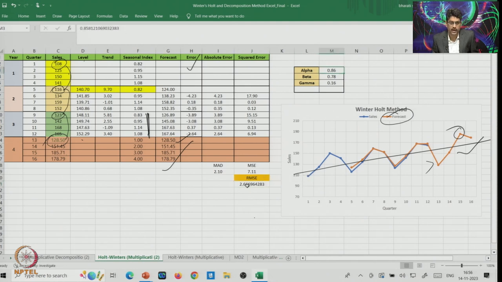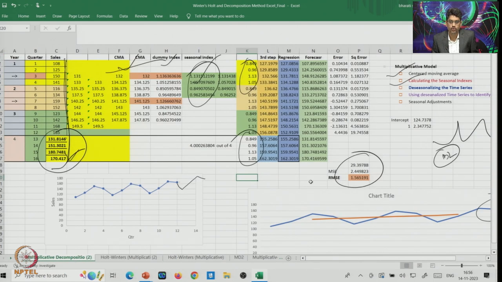Now here you can see the RMSE for the whole model for the same data is 2.66, but for the decomposition method it is 1.56. So definitely you will recommend this forecast for this particular data set through the decomposition method rather than the Winter method. But both have merit in industry.